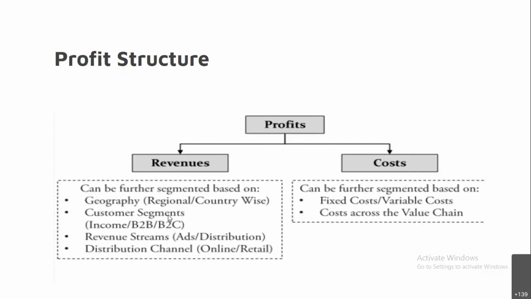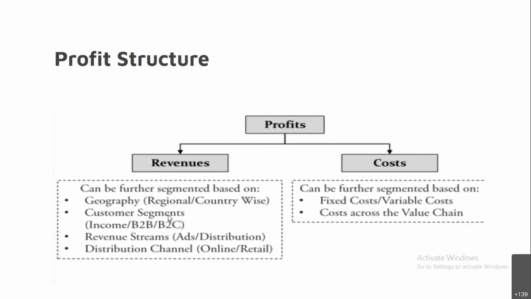And the other ones would be revenue streams. So if it's a service for that matter, you need to see what is the revenue generated in the form of ads and in the form of distribution deals or other things. And in terms of distribution, it can be how you do it, whether it's online distribution or retail distribution. So on and so forth.